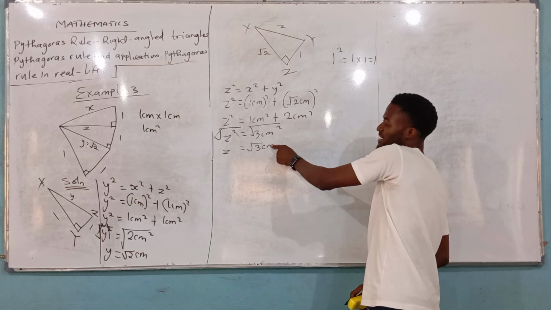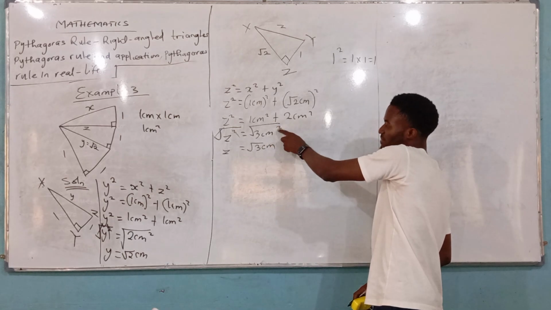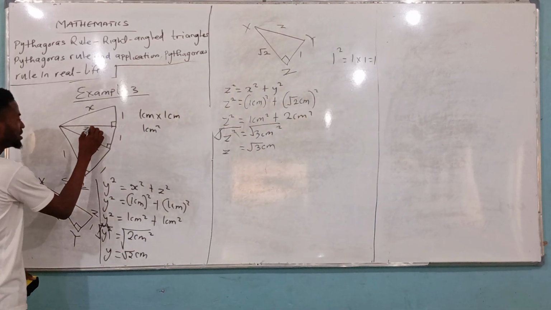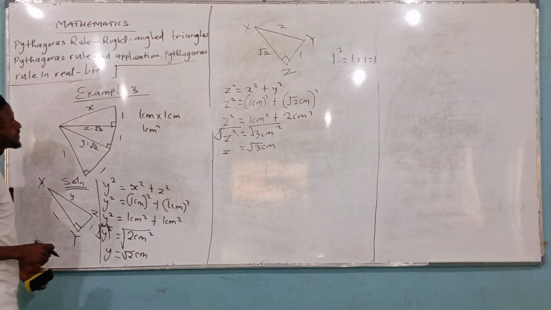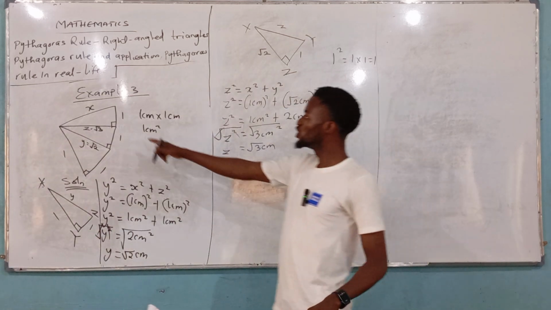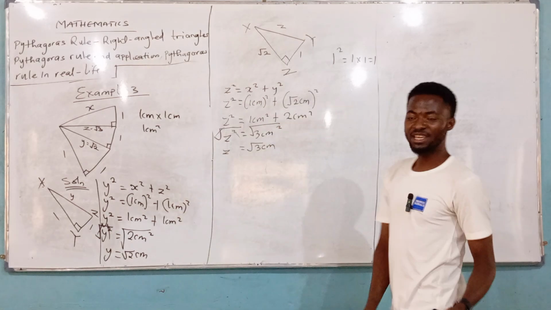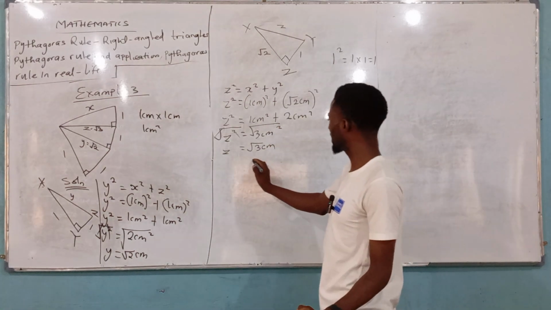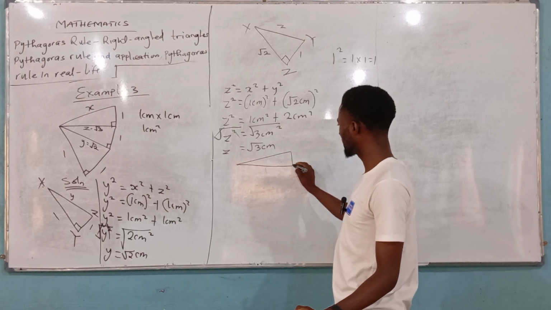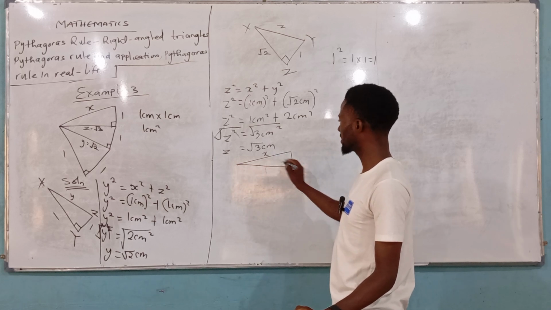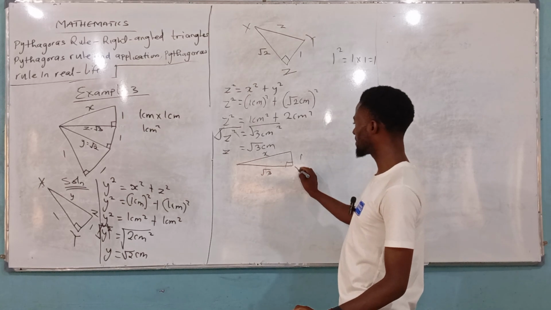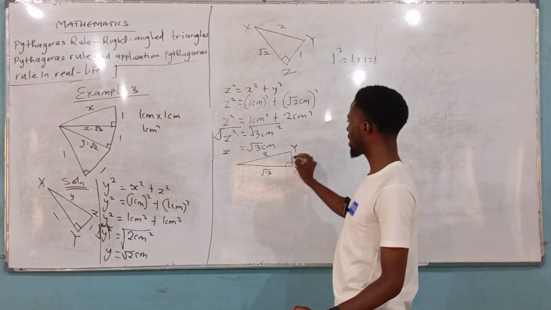The square root on the centimeter goes with the square, so z is equal to root 3. Since we have gotten this as root 3, it makes it easy for us to know the value of x. Let's quickly bring out the representation here. This is the right angle, this is x, this is 1, and this is root 3.